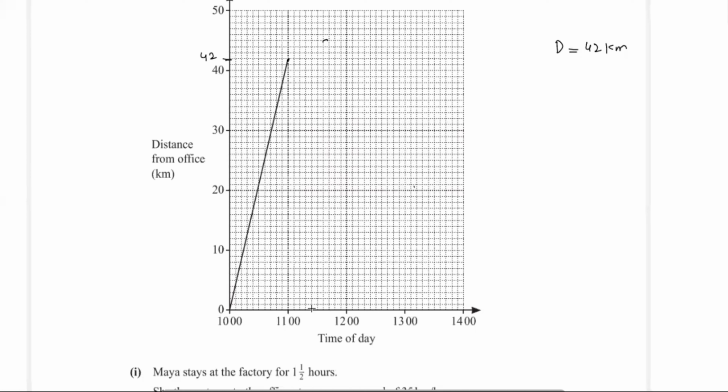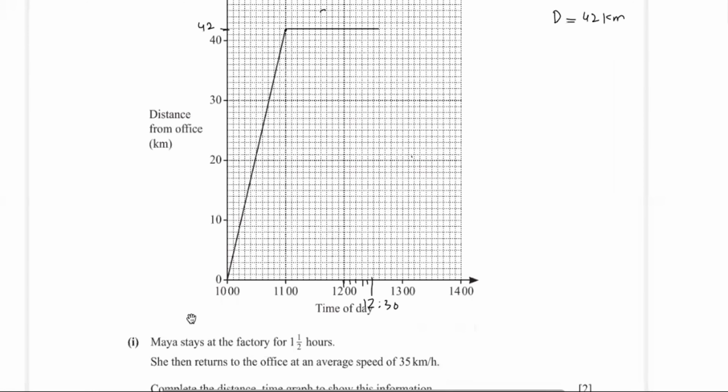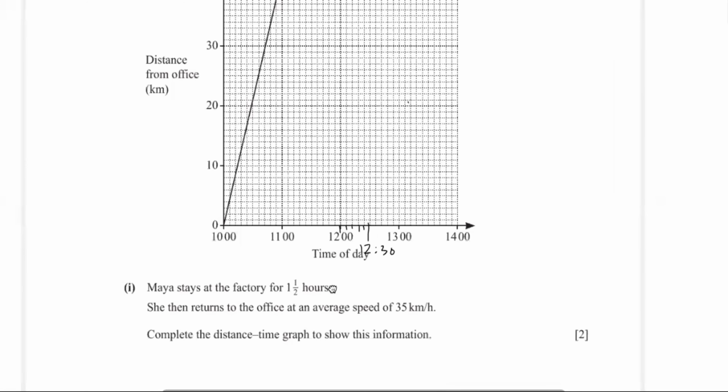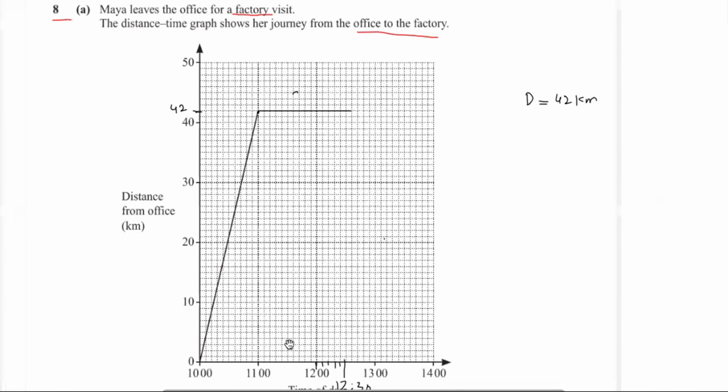Therefore, 11 to 12 is 1 hour, and then for 30 minutes, the middle of the value 12 to 1, we mark it 1, 2, 3, 4, and 5. This is the position 12:30, and she stays here for 1 hour and 30 minutes. Therefore, we draw the line here. And next, she returns to the office at an average speed of 35 kilometers per hour.